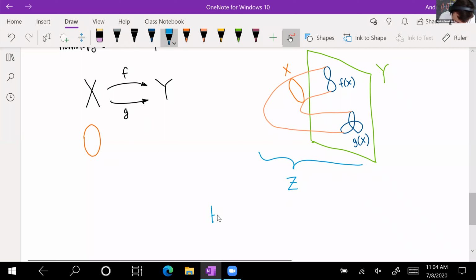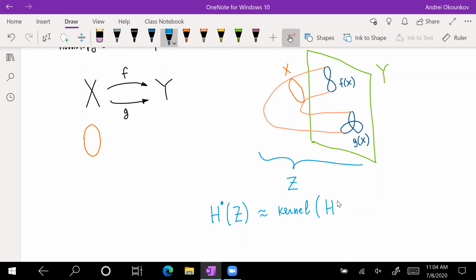So then the cohomology of Z, what would we like it to be? Exactly, that's right. So it's a co-equalizer. So the cohomology of that would be sort of like the kernel of two different maps. So I have a cohomology of Y, and then two different maps, so I can take the difference f minus g going to the cohomology of X.